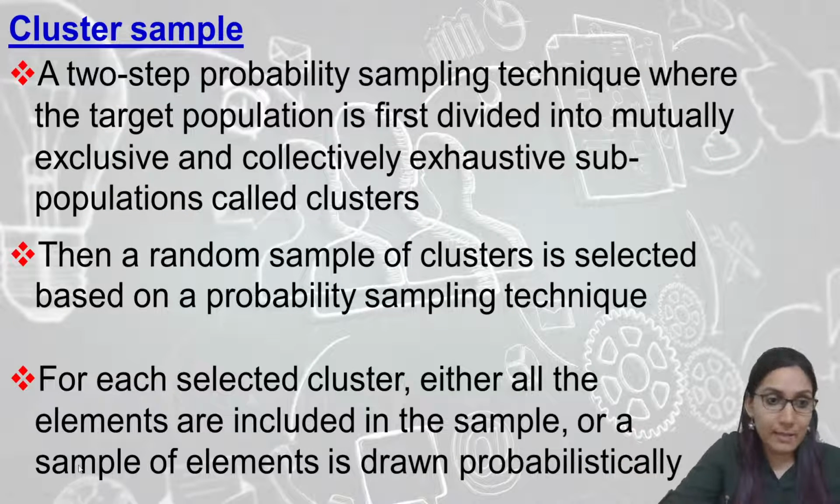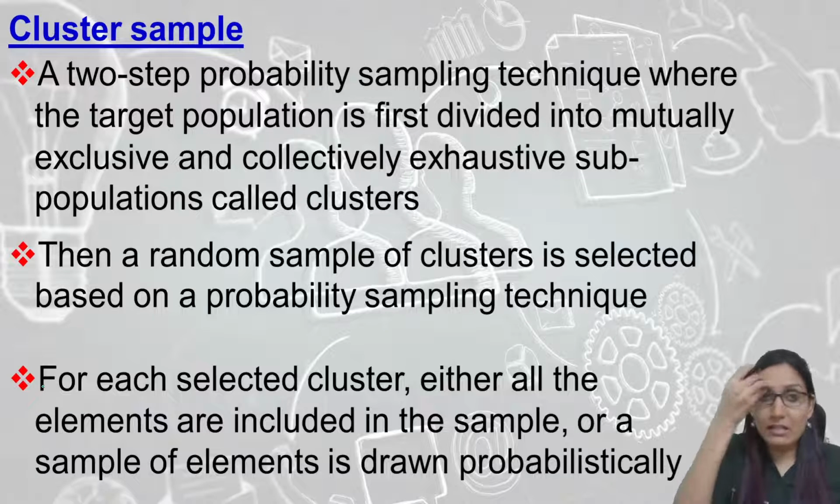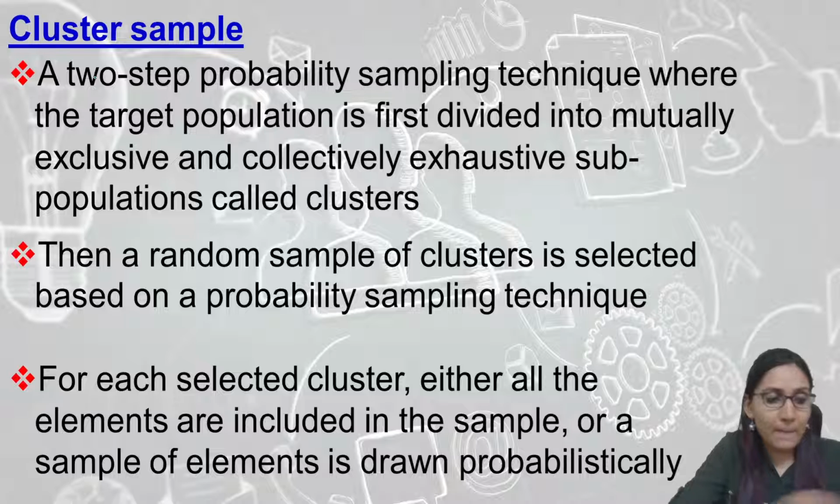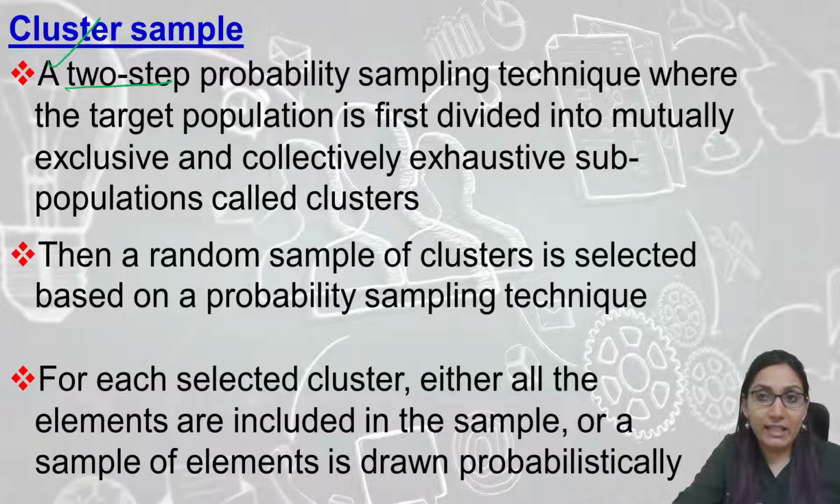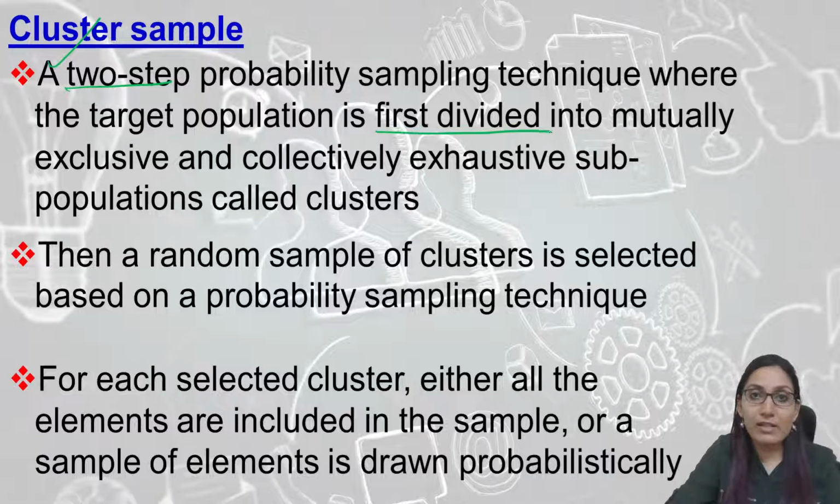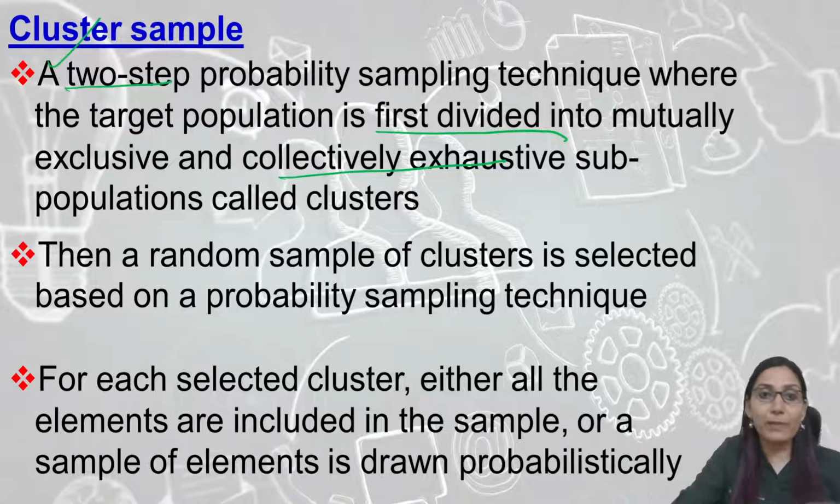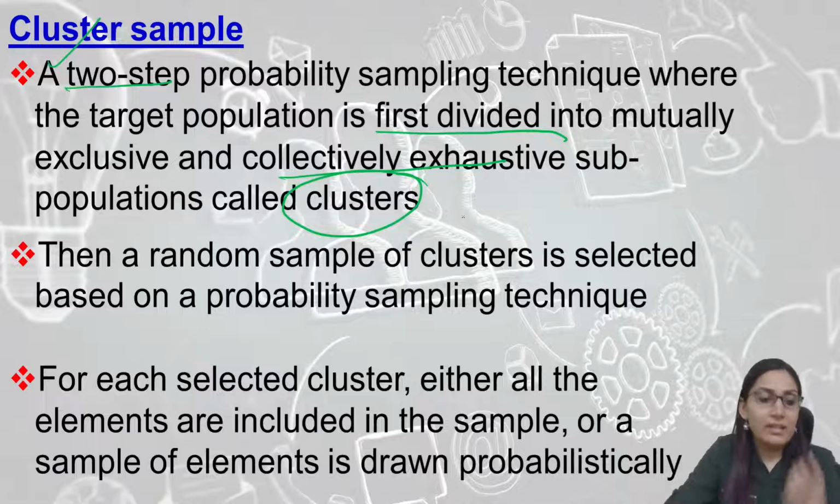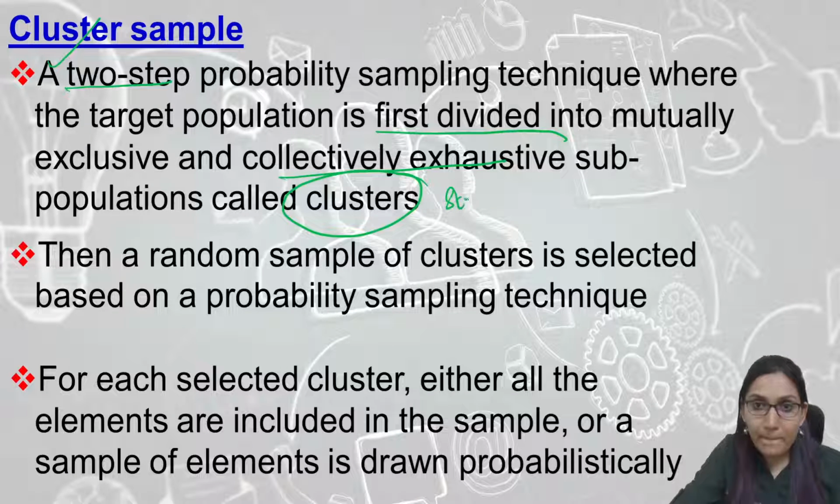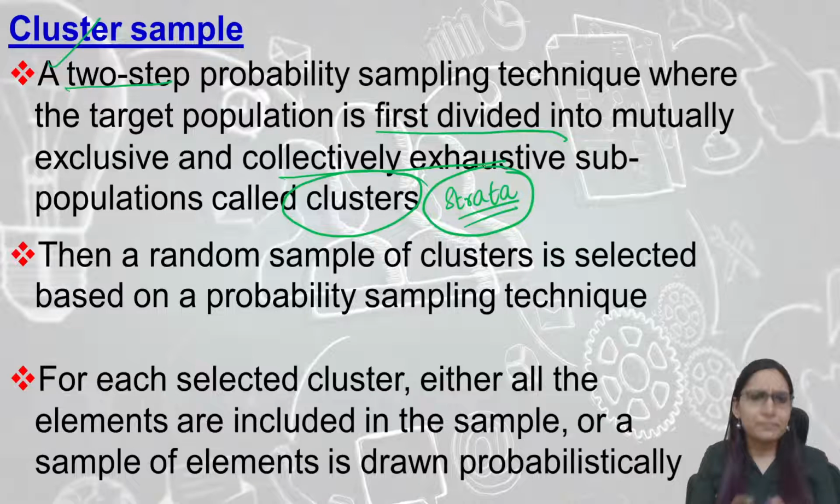Next is cluster sampling. So here, instead of stratification, what we are doing is making clusters. So cluster sampling. Cluster sampling is a two-step probability sampling technique where the target population is first divided into mutually exclusive and collectively exhaustive subpopulations or clusters. So here, similar to strata, the population is divided into clusters. It's similar to strata, but these are not strata but clusters.